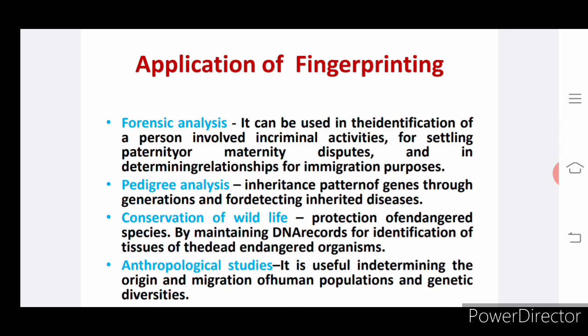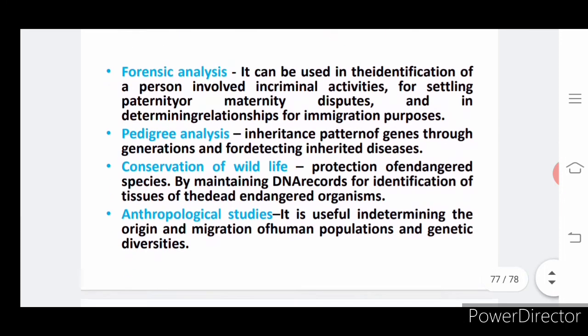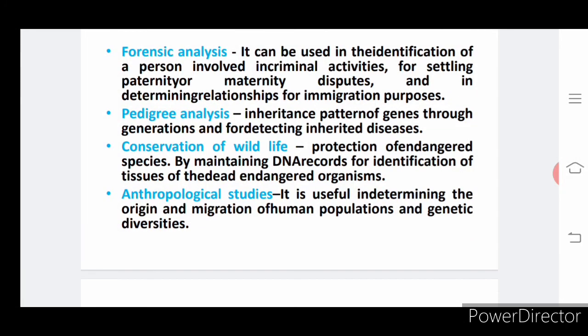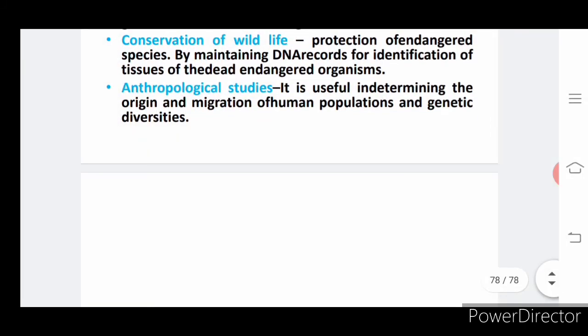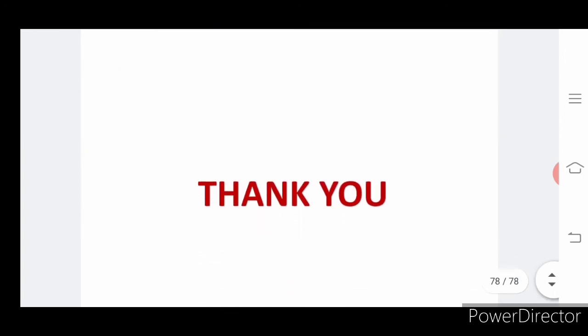Then conservation of wildlife. If we know the genetic makeup, we could easily conserve wildlife, and we also learn about evolution. Then anthropological studies. Anthropology is the study of humans. It is useful in determining the origin and migration of human populations and genetic diversity. So what is genetic diversity? Variation in skin color, variation in hair structure, straight hair, curly hair. That is what is meant by genetic diversity. So for this also it is useful.